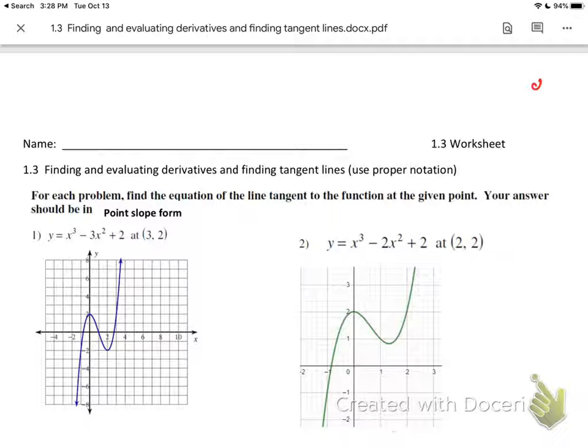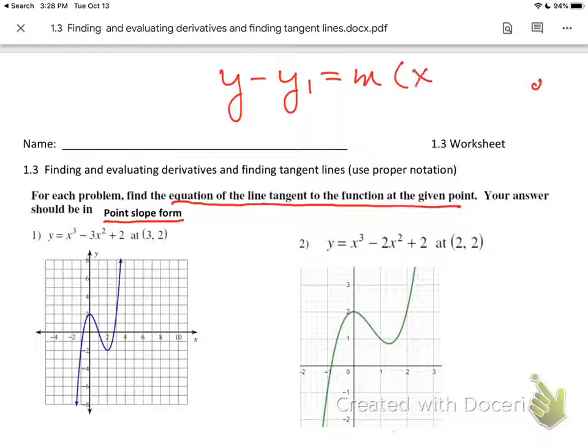So it says for each problem, write the equation of the line tangent to the function at a given point. And your answer should be in point-slope form. So remember that is this. Okay, so that's our goal. So here's our point, here's our x, here's our y. So right away we already know y minus 2 equals some slope times x minus 3.